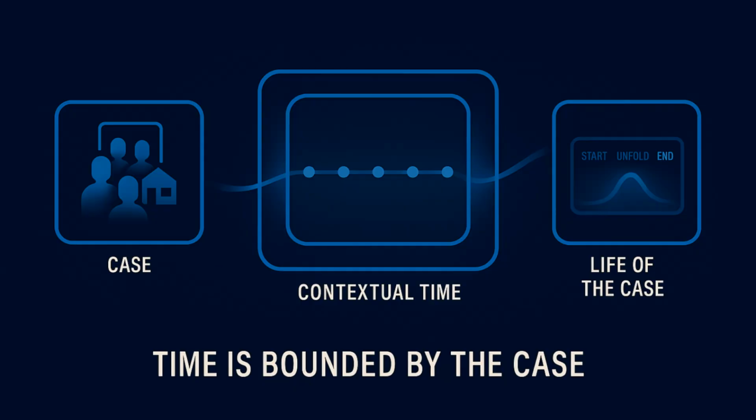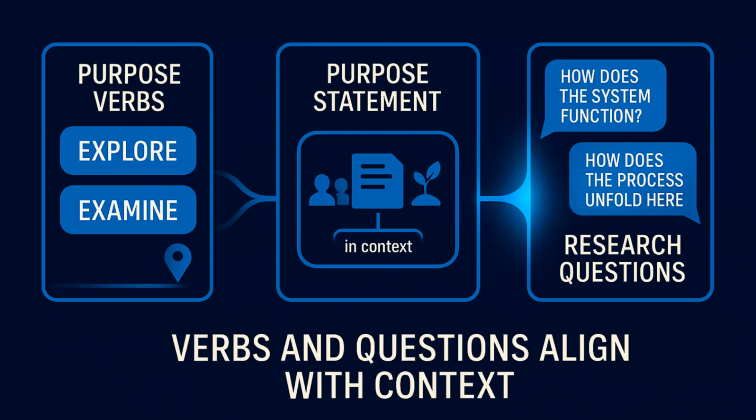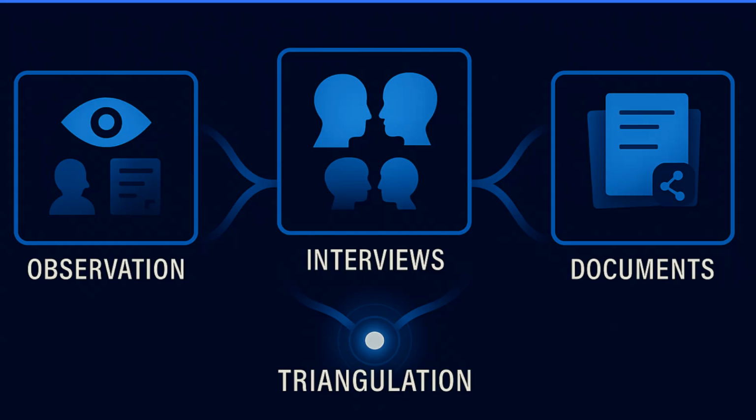Time in case study is contextual, bounded by the life of the case itself. Purpose statements use verbs such as explore or examine within context, and research questions align by asking how the system functions, or how a process unfolds in this setting. Triangulation is essential because understanding a system requires convergence across interviews, observations, and documents.